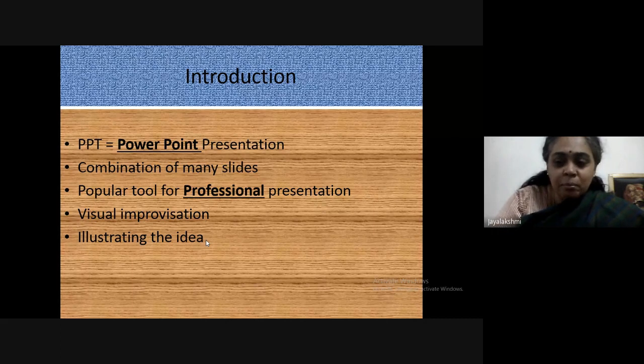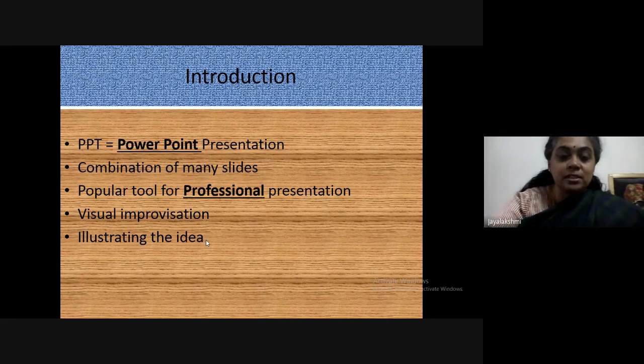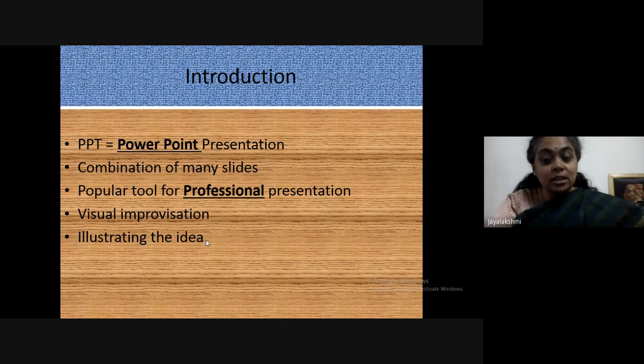So we'll go for a very brief introduction. Before that, we talk about how we need to go for a best presentation. First, we need to understand what exactly this PPT is. It says PPT is a PowerPoint presentation. I've underlined those two words. I will come to the third one, presentation. That is also very important.